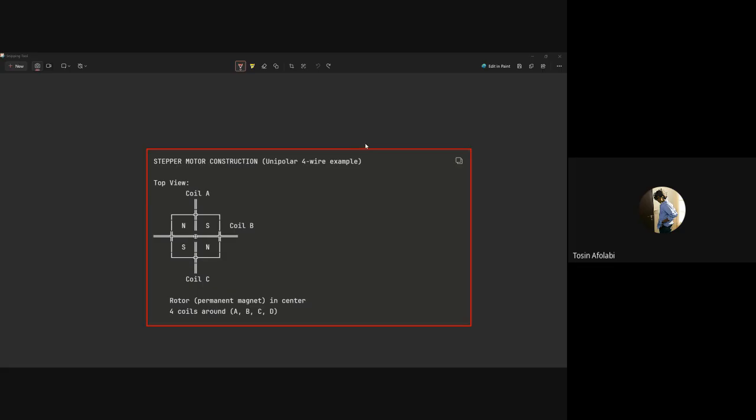I don't see any answer. I take that as if people understand it. Okay. So now, going a step up, there are different types of step.